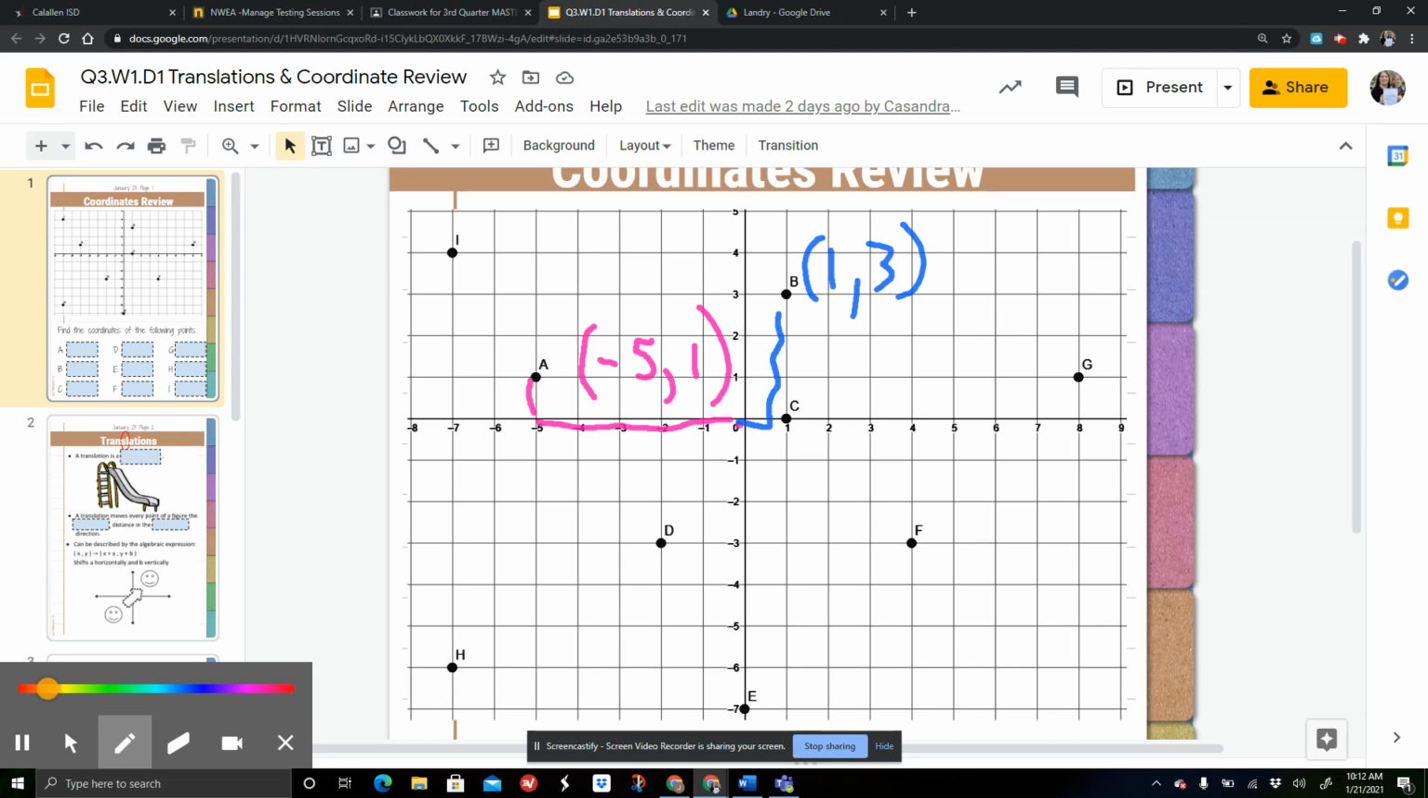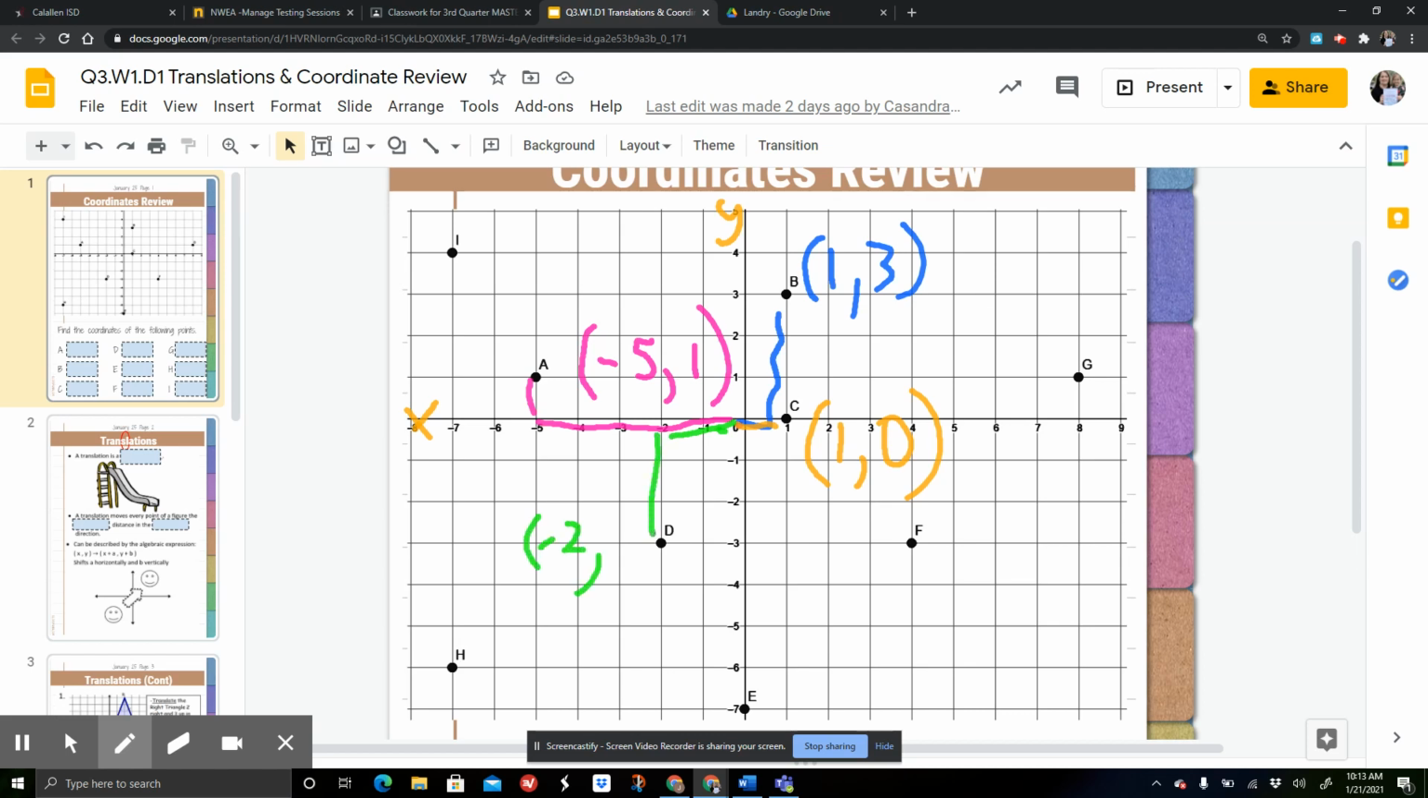C, we go right 1 and then we don't go up or down. So that's at 1, 0. That means we're on the x-axis. Remember that this horizontal axis is x and the vertical axis is y. Just a quick reminder. So we've done A, B, and C. Now we can look at D. D is at -2, and then you have to go down 3, so that's -3. So -2, -3 is D.